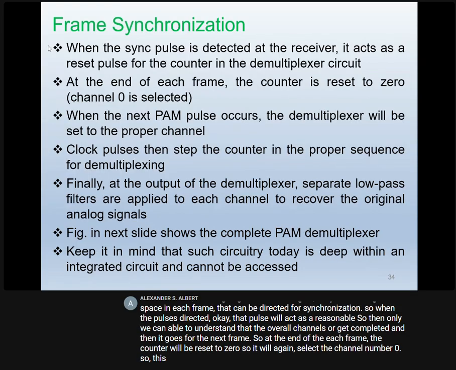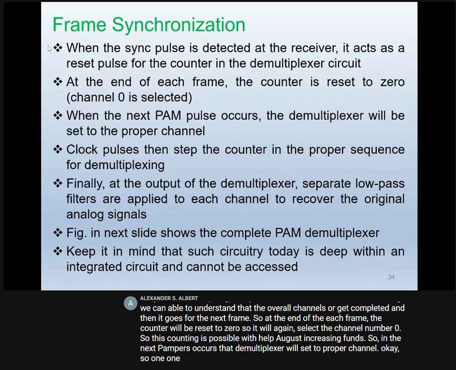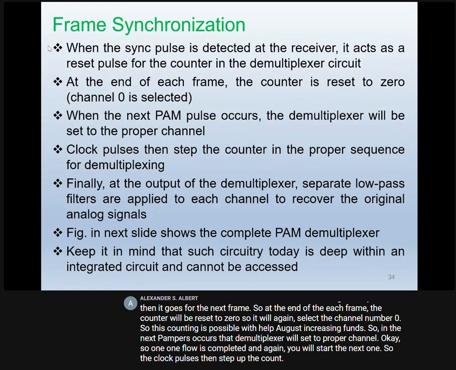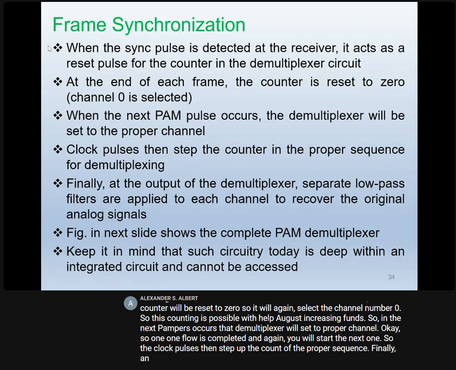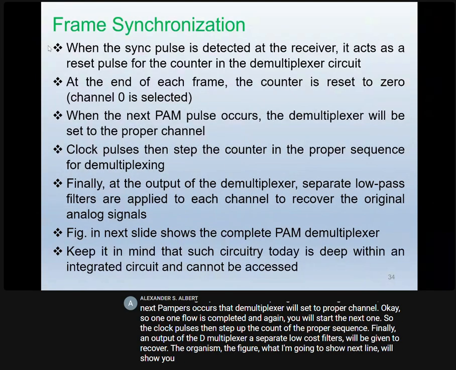This counting is possible with the help of the synchronizing pulse. When the next PAM pulse occurs, the demultiplexer will be set to the proper channel. So one flow is completed, and again it will start the next one. The clock pulses then step up the count in the proper sequence. Finally, at the output of the demultiplexer, separate low-pass filters are given to recover the original signal. The figure in the next slide will show you the complete PAM demultiplexer.